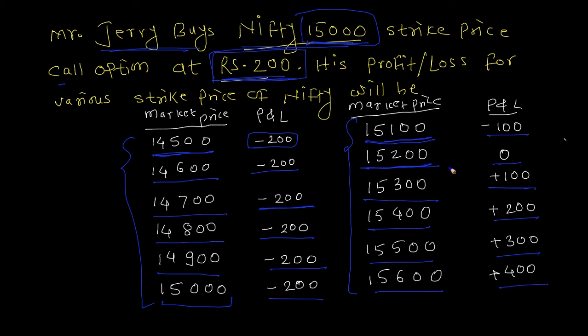At 15,600, my net profit will be 400. That means as the Nifty price increases, I'm going to get unlimited profit. But whatever may be the Nifty price below 15,000, no matter how far down Nifty goes, I'm going to lose only 200 rupees. That's the premium which I paid to buy that coupon. But if Nifty rises, I'm going to get unlimited profit.